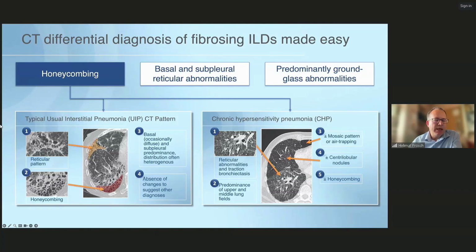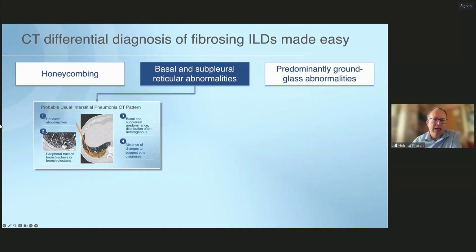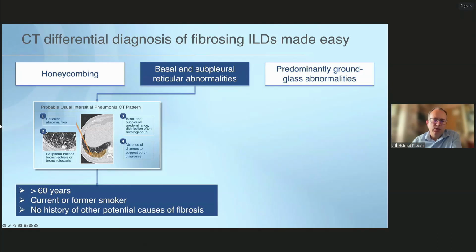And UIP is predominantly a diagnosis of exclusion. If you exclude hypersensitivity pneumonia in a patient with honeycombing, and the honeycombing is of basal and subpleural predominance, you diagnose UIP. If you see centrilobular ground glass nodules or air trapping, you consider hypersensitivity pneumonia. If you see reticular abnormalities in a basal and subpleural predominance, the differential diagnosis is quite broad. But you go with the age. If the patient is older than 60, a current or former smoker, and no history of potential causes of fibrosis, you diagnose UIP/IPF.